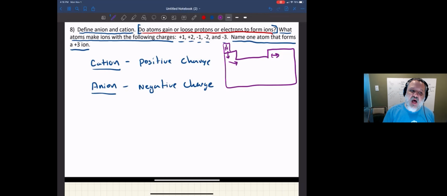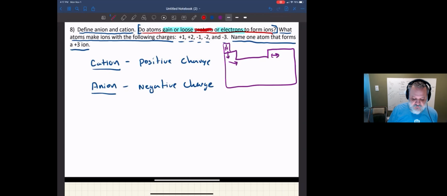So when we think about ions, we specifically think about gaining or losing electrons. That's how we prefer to think about it: when something becomes positively charged, it must have lost an electron. And when something becomes negatively charged, it must have gained an electron. So again, which one do we think about? We always think about gaining or losing electrons and not protons.